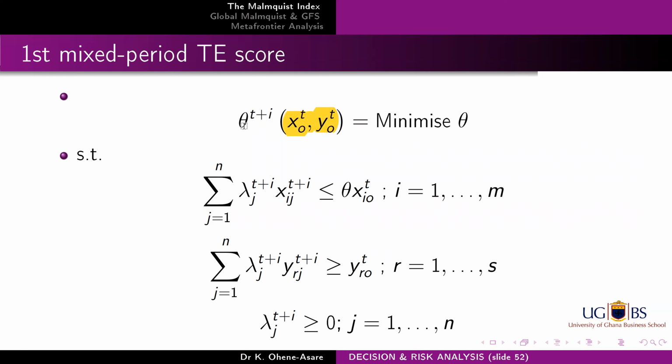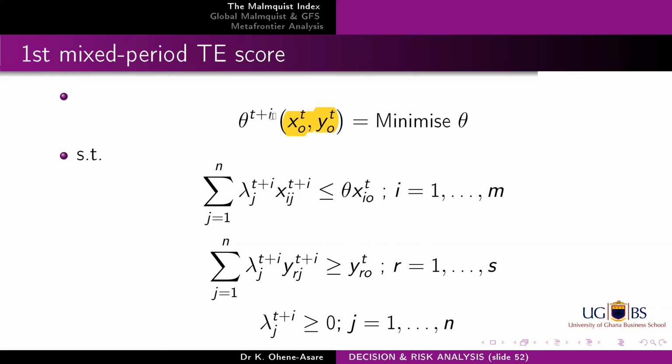And then what is outside the bracket, but attached to the theta, is the frontier. So this is a mixed period efficiency score for a particular firm. It says the efficiency of the target observation in year T, but relative to frontier T plus 1 or T plus I.